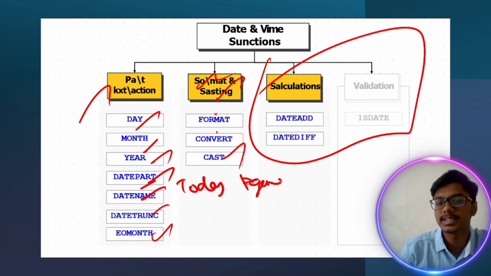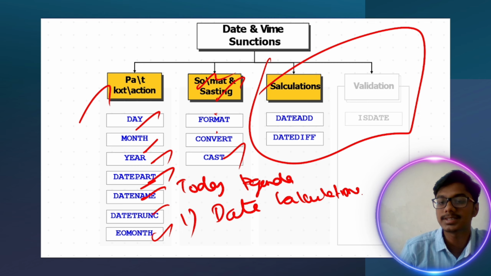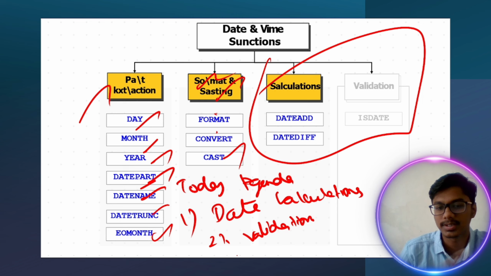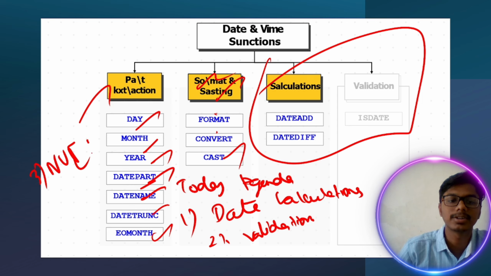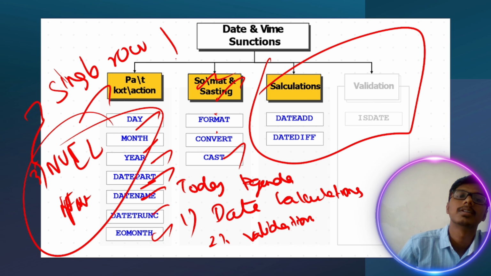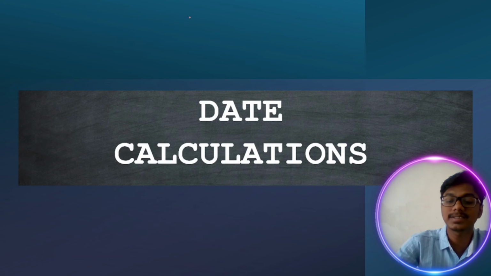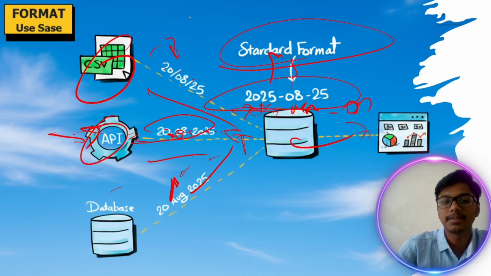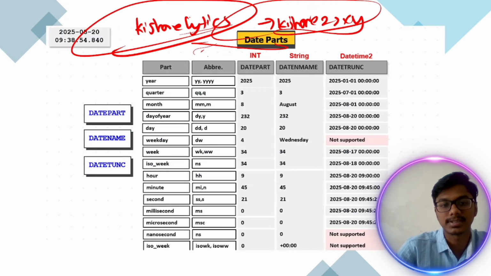Today's agenda is the date calculation, and the second is the validations. We are going to validate the date, whether it is a date, using some functions in the validation part. And last but not least, a very important function category called the null functions. At the end of the video we will have completed the single row functions, right? These are the categories of the single row functions, which we discussed in the previous video as well.